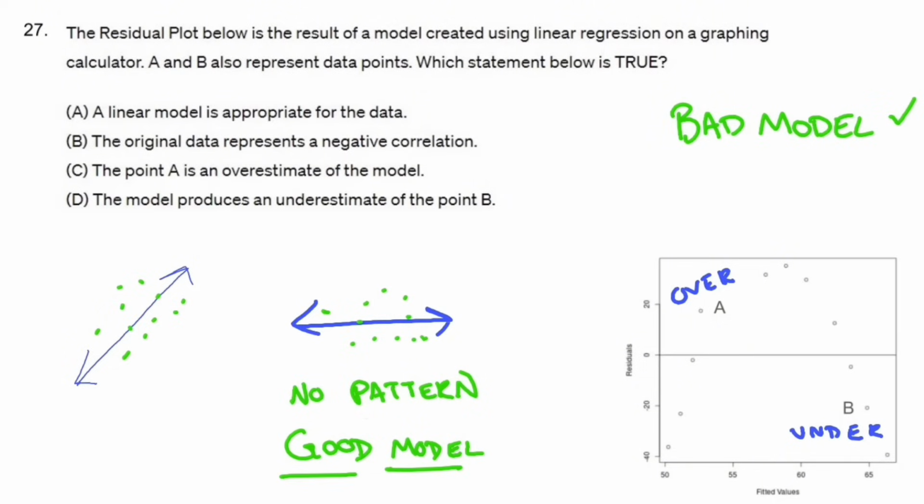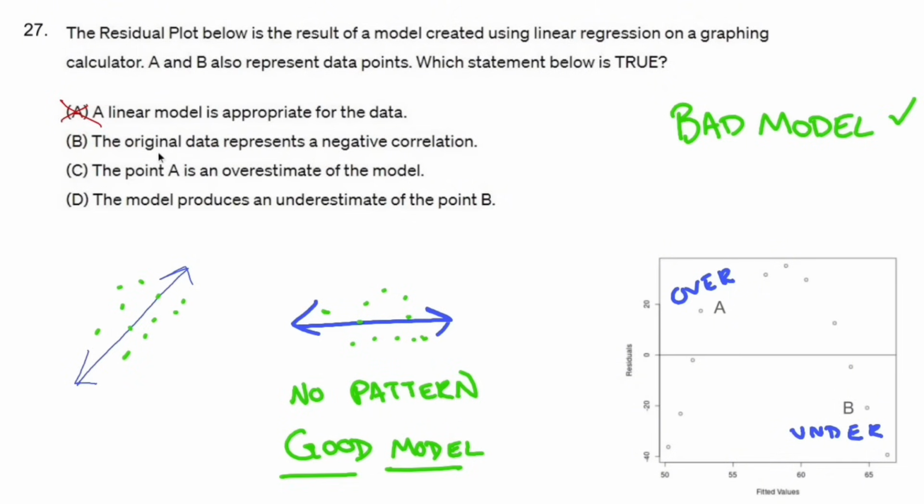And looking at this without looking at the multiple choices that I created on my own, it looks like we have enough information to hopefully get something. So a linear model is appropriate for the data. Well, we said that this is a bad model because we see a clear pattern happening on the residual plot. So is a linear model appropriate for the data? Absolutely not. So that is not a true statement.